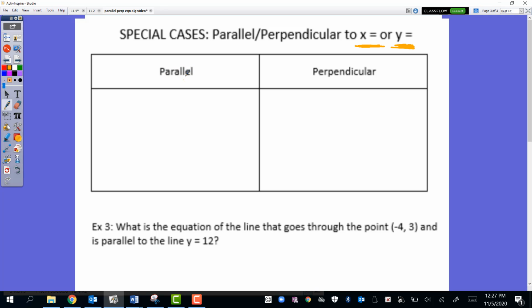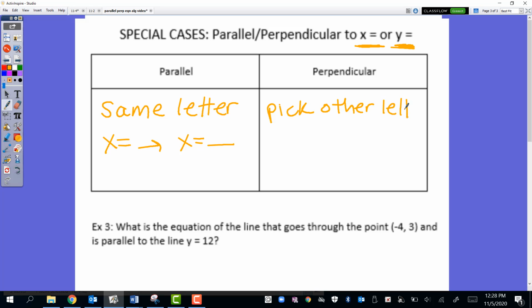So if it's telling me, oh, I want to pick it parallel to x equals or y equals, then I'm going to pick the same letter. Okay? So if they told me it's got to be parallel to x equals, then you will write an equation x equals something. If you are supposed to be picking what is perpendicular to this equation, then you're going to pick the other letter. So if they're saying, what's perpendicular to x equals something, then you would pick y equals something.